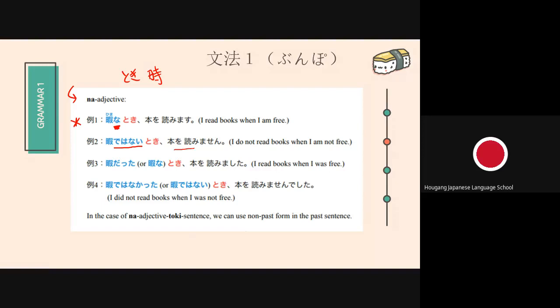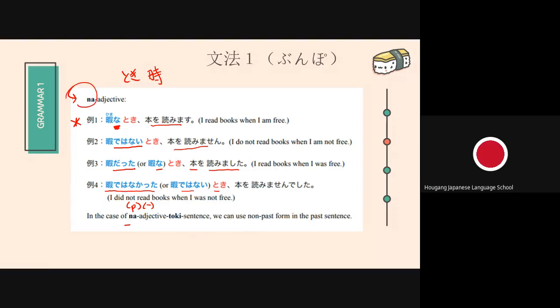Hon o yomimasu. The behind is all the same: read book, don't read book. Hima datta toki, again, you can use past tense or stick to the first one. Present tense is fine, hima na toki. Hon o yomimashita, I read a book. Last one, hima dewa nakatta, past negative. Hima dewa nai toki also can. Hon o yomimasen deshita. When I was not free, I did not read a book. Simple. So that's all for na adjectives.